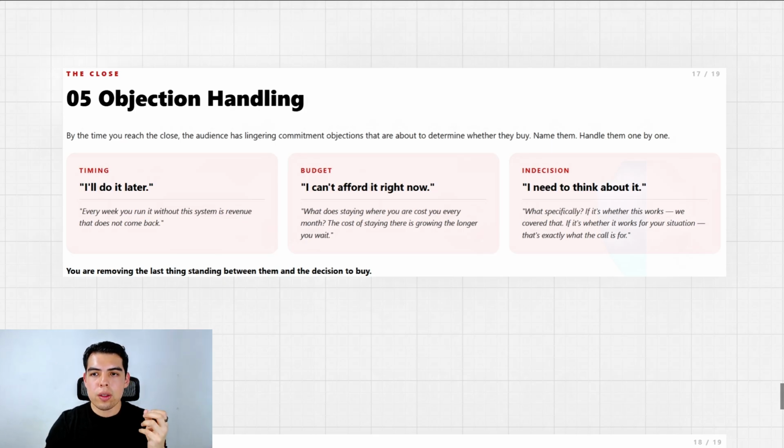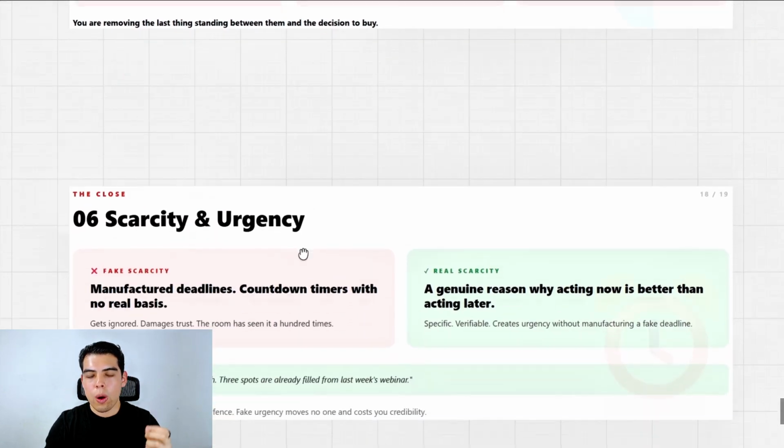What specifically are you thinking about? If it's whether this actually works, we covered that in the last hour. If it's whether it actually works for your specific situation, that is exactly what the call is for.